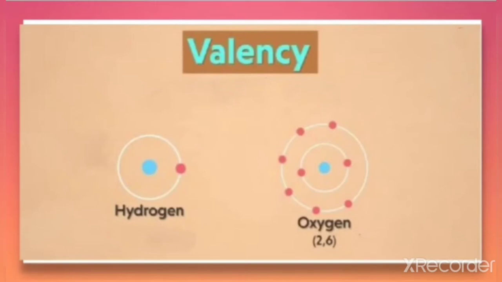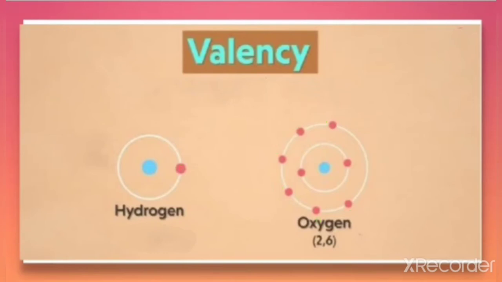Valency, the word is familiar to you. Let us discuss what this valency is. The valence electron for the two atoms which we have taken here, hydrogen and oxygen: for hydrogen it is 1 because only a single electron is there, and for oxygen the valence electron is 6.